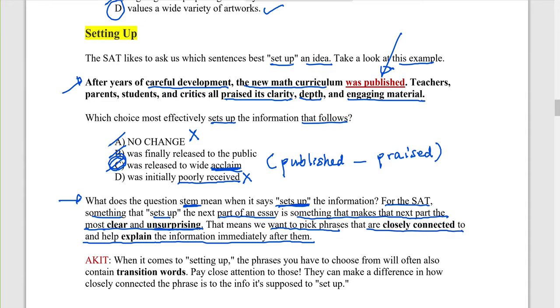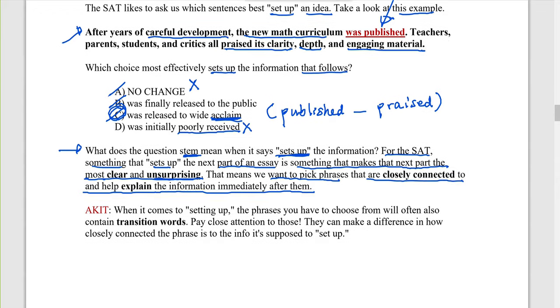Write it down. Okay? So we have to go for what? For C. Thank you very much.